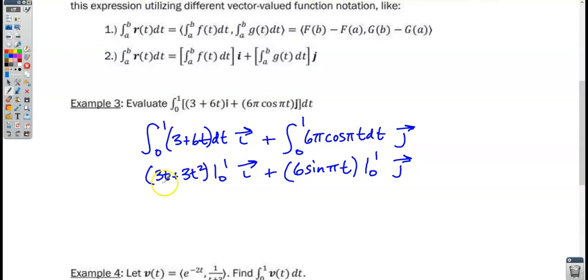So we end up with 3 plus 3, which is 6, minus 0. We end up with 6i. And then this is going to be 6 sine of pi. Sine of pi is 0, so that's going to be 0. And then 6 sine of 0, that's also 0. So we end up with 0j. So guess what? I don't even need that plus sign. My vector is 6i.